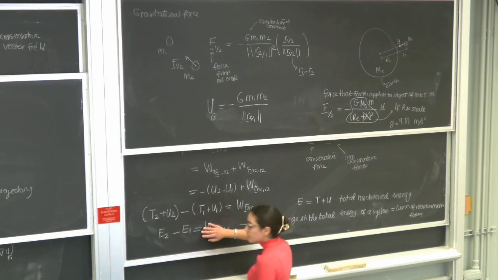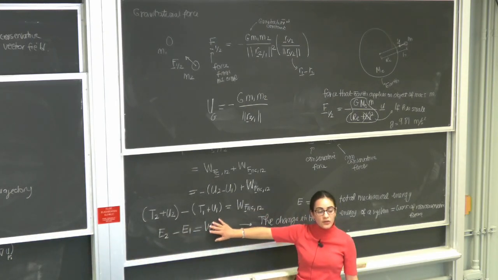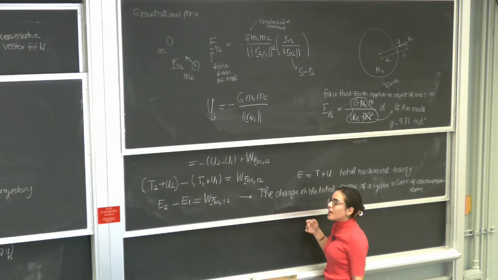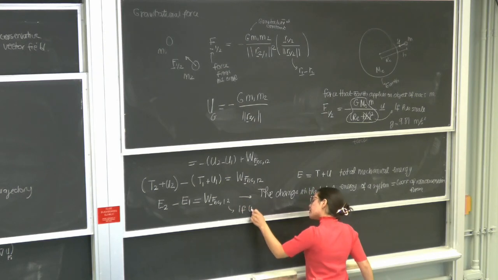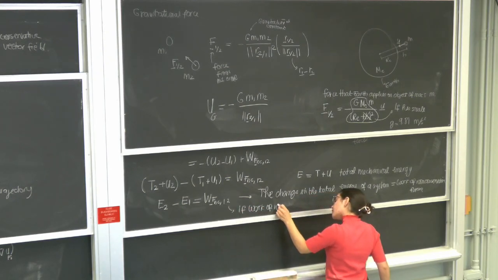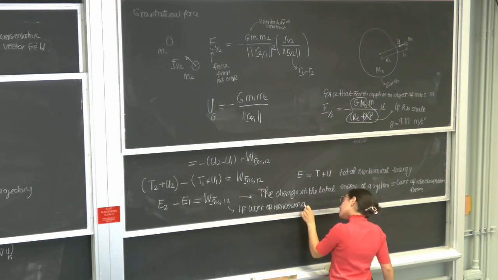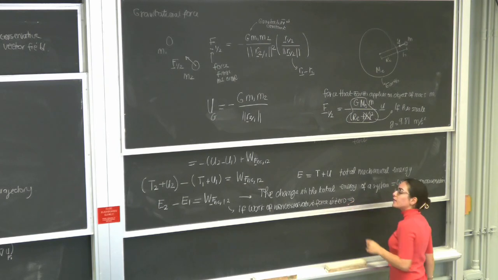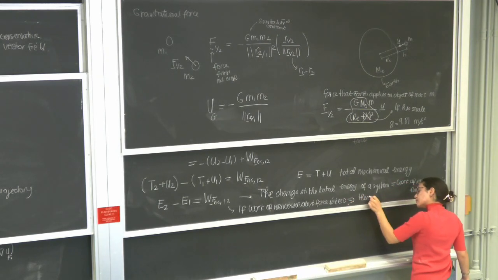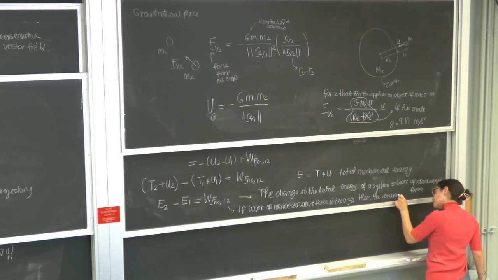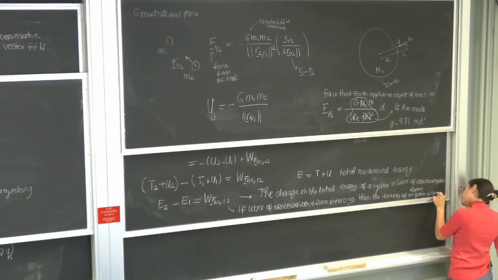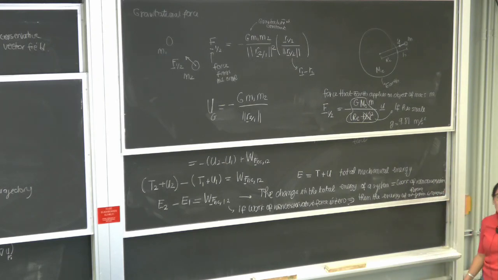The work of the non-conservative force, this term should be what? 0. So the work of the non-conservative forces should be 0. If the work of the non-conservative forces is 0, then the energy of a system is conserved.